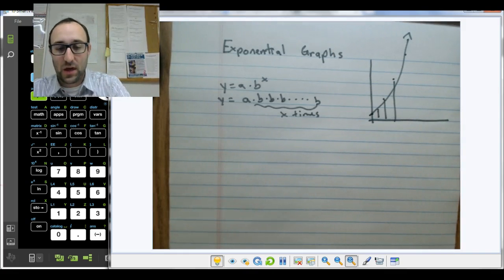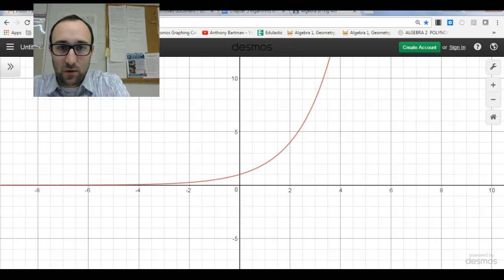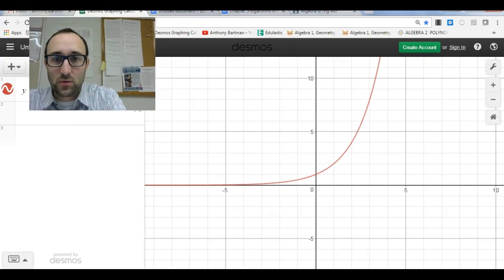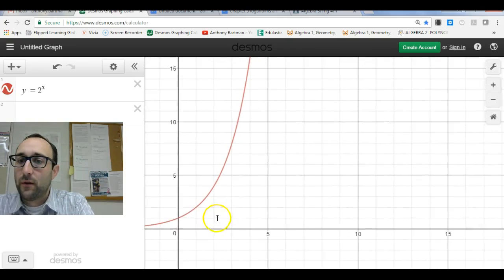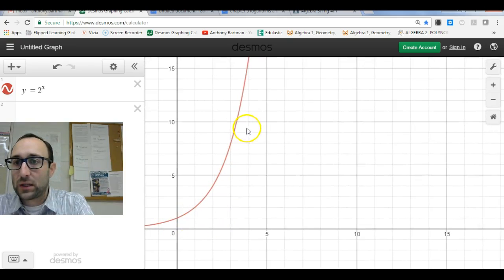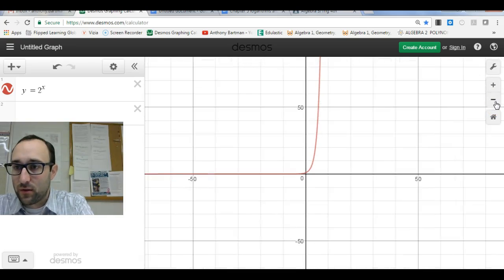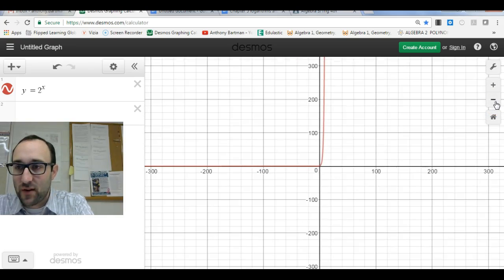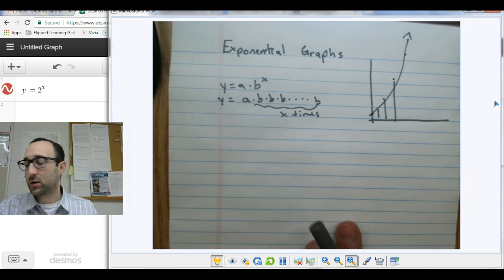Let's look at an example of what these look like. This graph right here is y equals 2 to the x. If we only look at the positives for now, see how it just grows quickly and quickly, and we can zoom out, and it grows very, very fast. You see how when we get out to here, it's just flying up. Okay, so that's the general form of what our graph looks like.